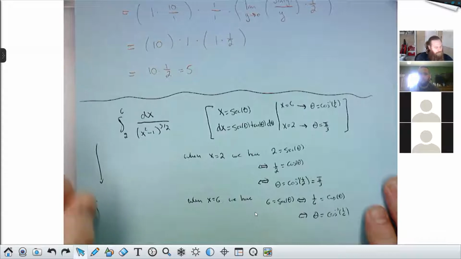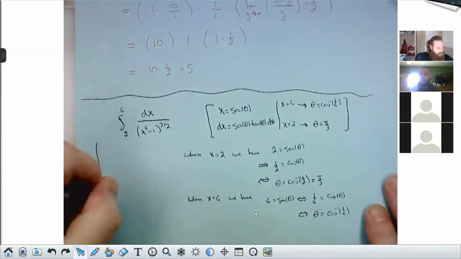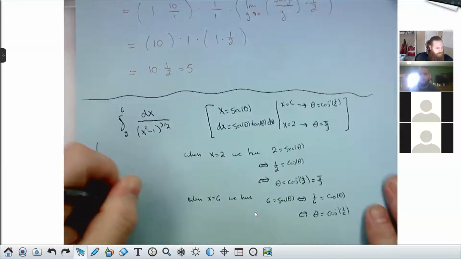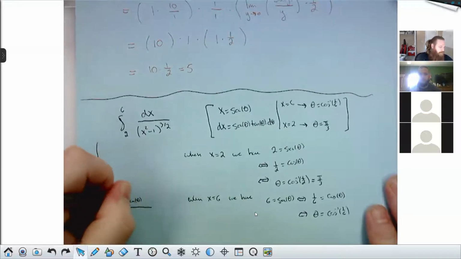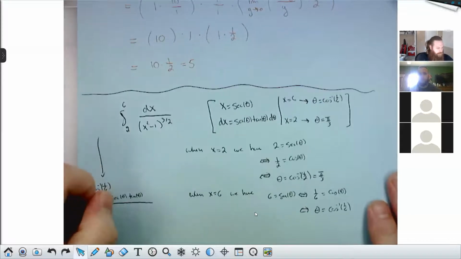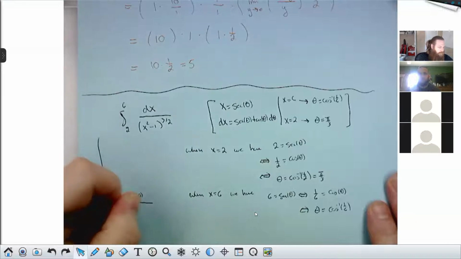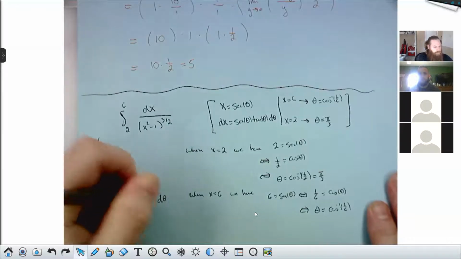In any case, what we end up with is the integral from pi over 3 up to the inverse cosine of 1/6 of dx, which is secant theta tangent theta. I'll put the d theta at the end. And then downstairs, I'll have secant squared theta minus 1 to the 3/2. And there's my d theta.